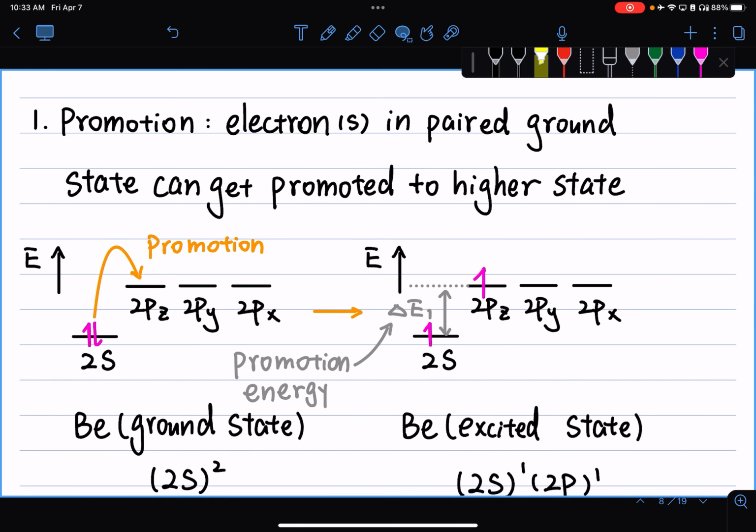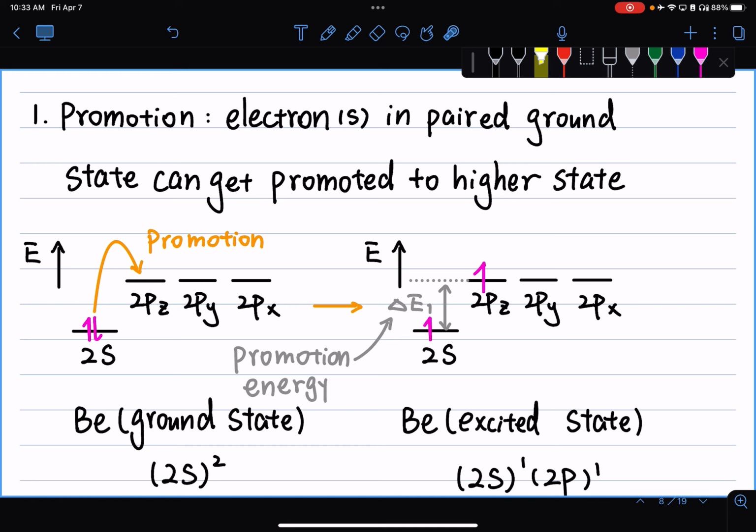Some theoretical background here. The idea of the promotion and hybridization is that they're assuming in the ground state of beryllium, you can promote one of the electrons from the doubly occupied 2s atomic orbital to the 2pz atomic orbital. So now both of them are singly occupied. This is called a hypothetical excited state. It's not a real excited state. But in order for that to take place, it needs to sacrifice some promotion energy. So that's the energy difference between the 2s and the 2p atomic orbitals.